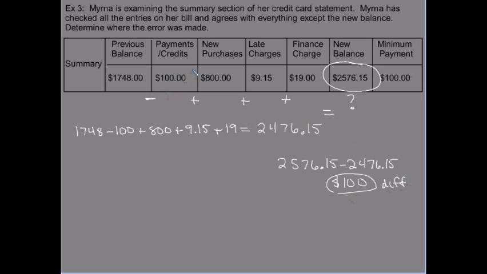When we look at this, she made a payment of $100. They did not credit her payment. So if we take out this minus 100, we would get 2576.15. So what happened is when they were doing the calculations, the payment did not get subtracted from her balance.